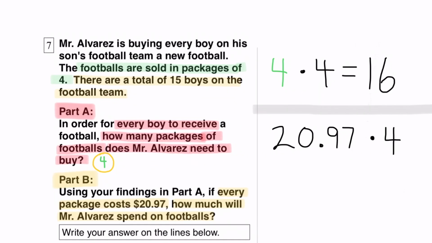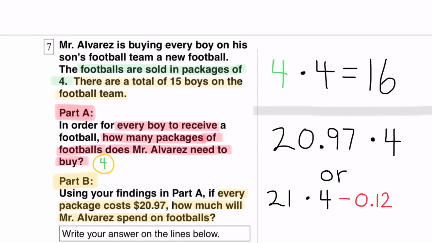Part B. Using your findings in Part A, if every package costs $20.97, how much will Mr. Alvarez spend on footballs? If he buys 4 packages of footballs at $20.97 each, that would be $20.97 times 4. $20.97 is almost $21. In fact, it's 3 cents away from $21. And 3 cents times 4 packages equals 12 cents.